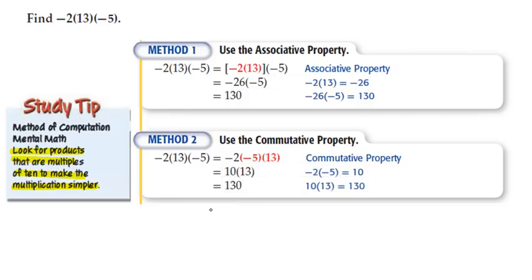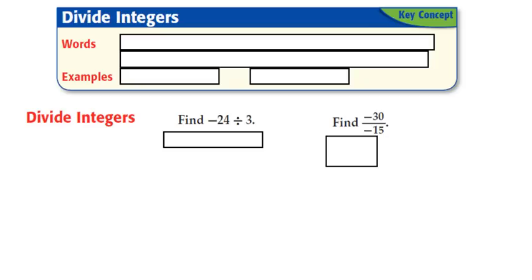Which leads us to the study tip on the left-hand side. We always want to look for products that are multiples of 10, because that makes the multiplication simpler. You don't need your calculator.